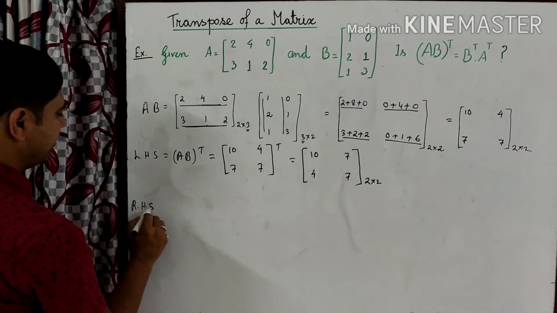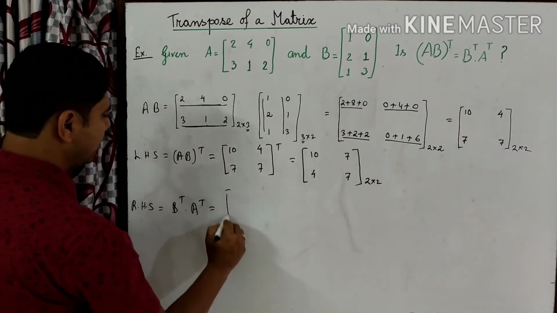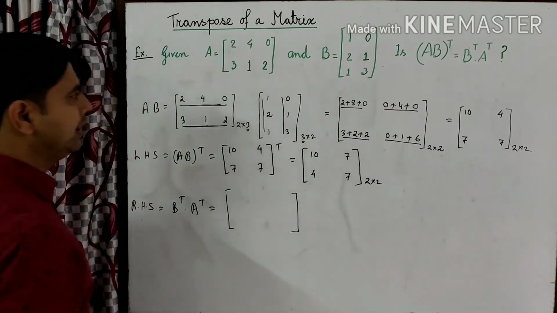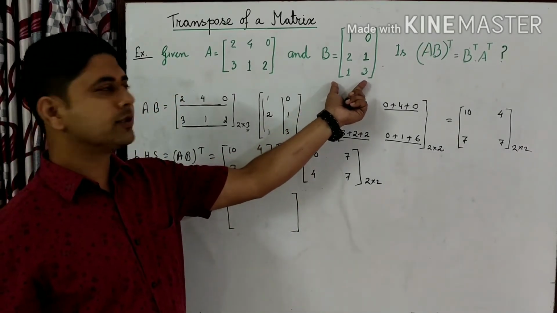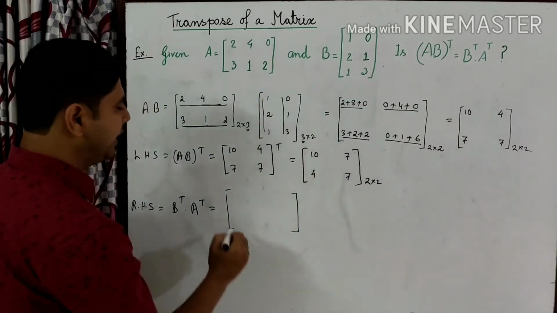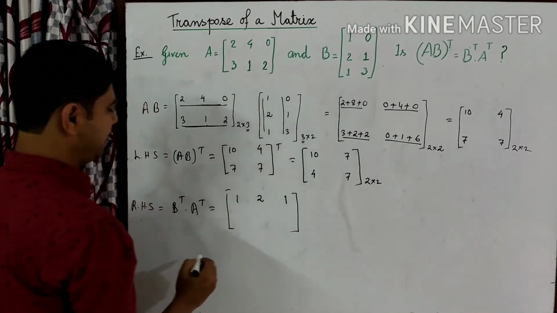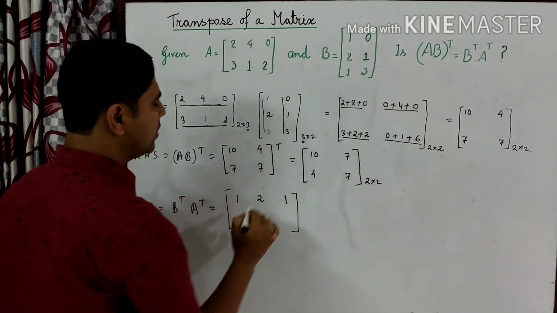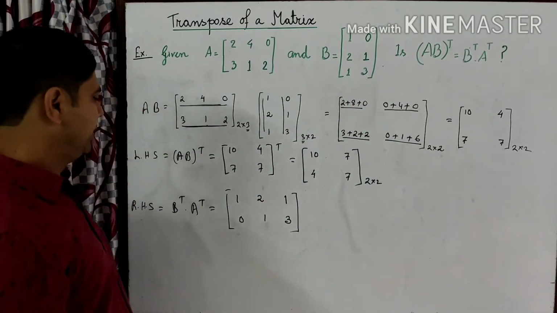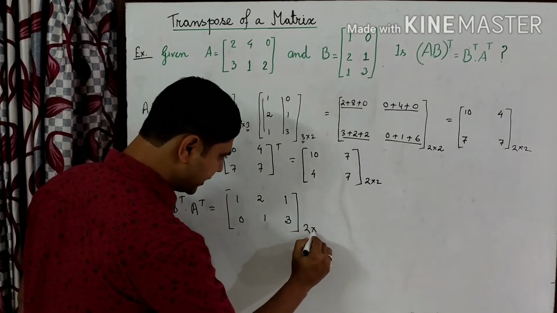Right hand side: you have to find B transpose into A transpose. What is the value of B transpose? First I will write the value of B, and this is B transpose. After transposing, the first row elements become the first column: 1, 2, then 1. Second column elements: 0, 1, 2, and this one is 3. That is the value of B transpose. What is the order? 2 by 3.